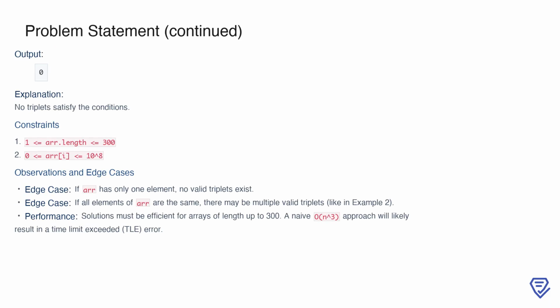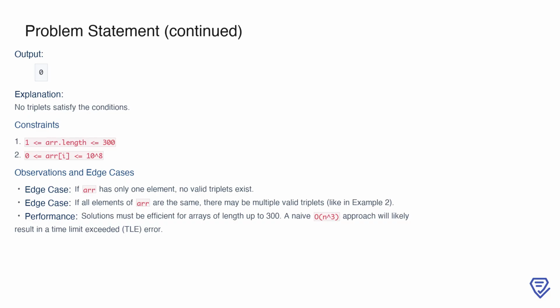In the final example, the input array is [2, 3], and the output is 0. This means there are no valid triplets that satisfy the conditions. Since the array is too short to form any triplet (i, j, k) with the required indices, no solution exists.